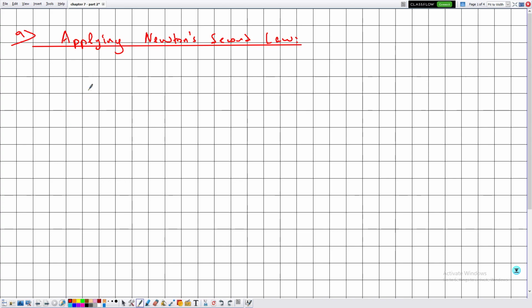Newton's second law is given by sum of forces equal to ma. We have specified previously that a represents the acceleration of the body submitted to the forces that are given by the sum of forces. So we have several cases here. Let's start by discussing the case in which a is equal to 0.